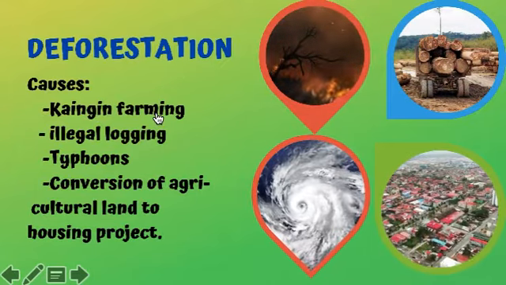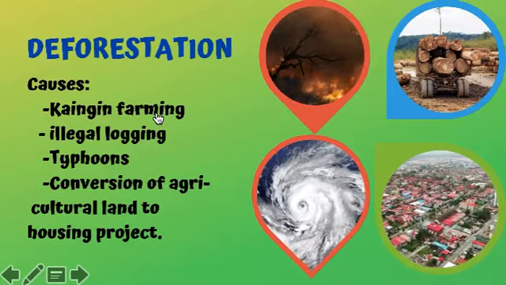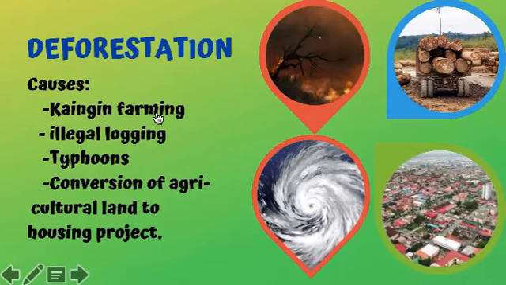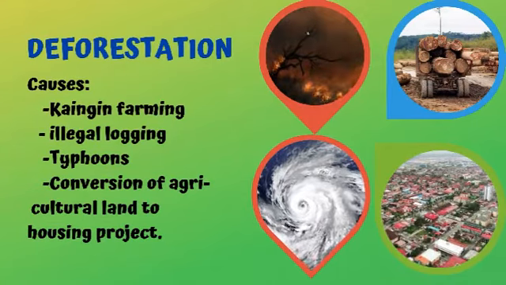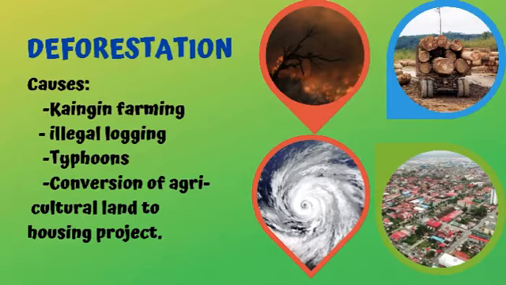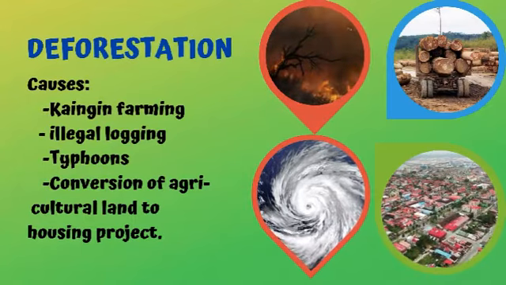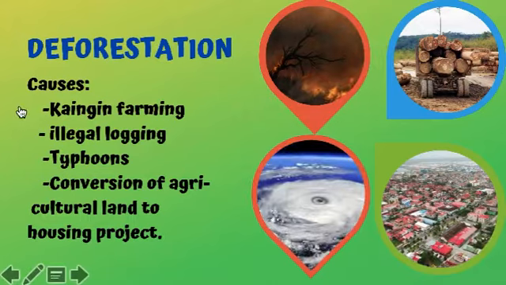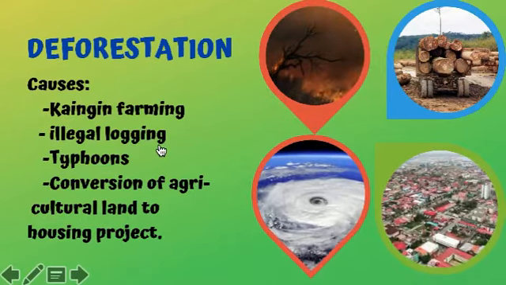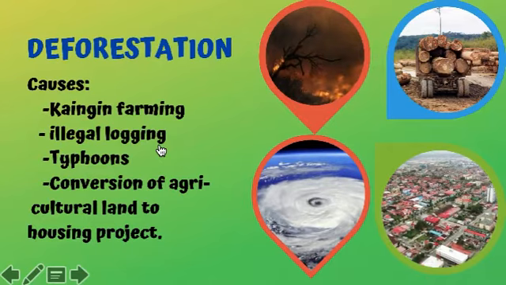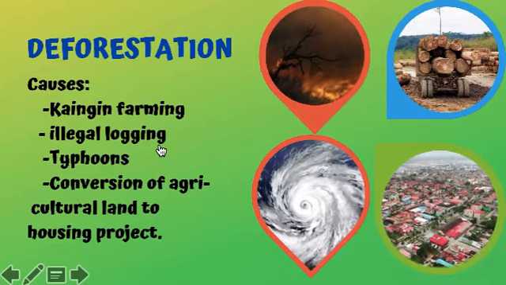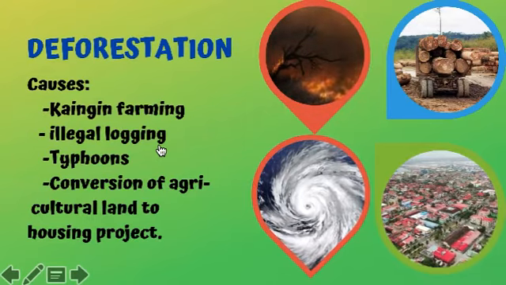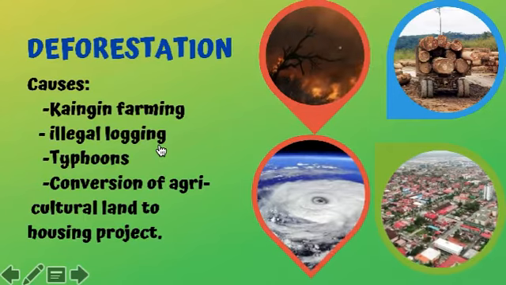First, Kaingin farming, which refers to the traditional clearing of land by slashing down and burning of trees for cultivation and agricultural purposes. It is considered one of the destructive agricultural systems being practiced in many countries. Second, we have illegal logging, which refers to harvesting, transporting of woods from protected forest areas, or exceeding logging quotas that is in violation of laws.